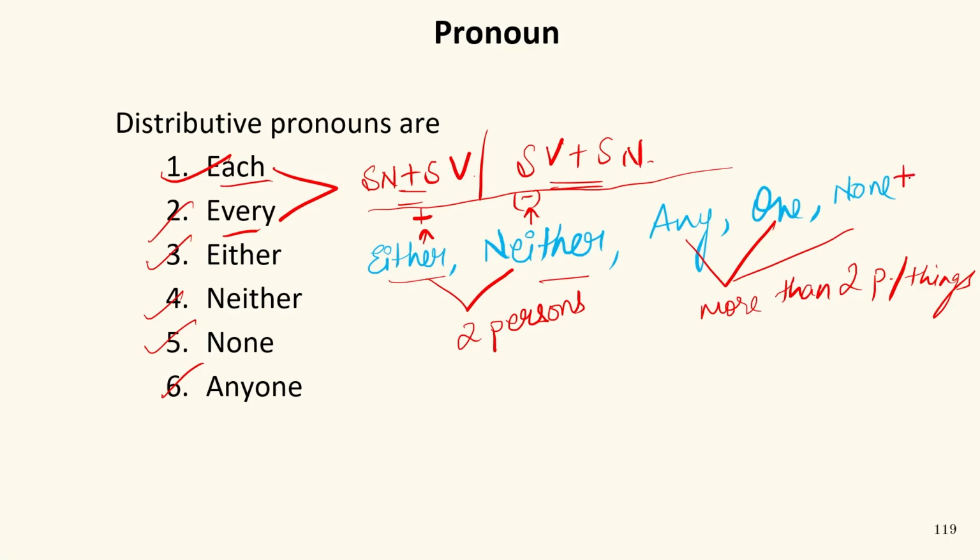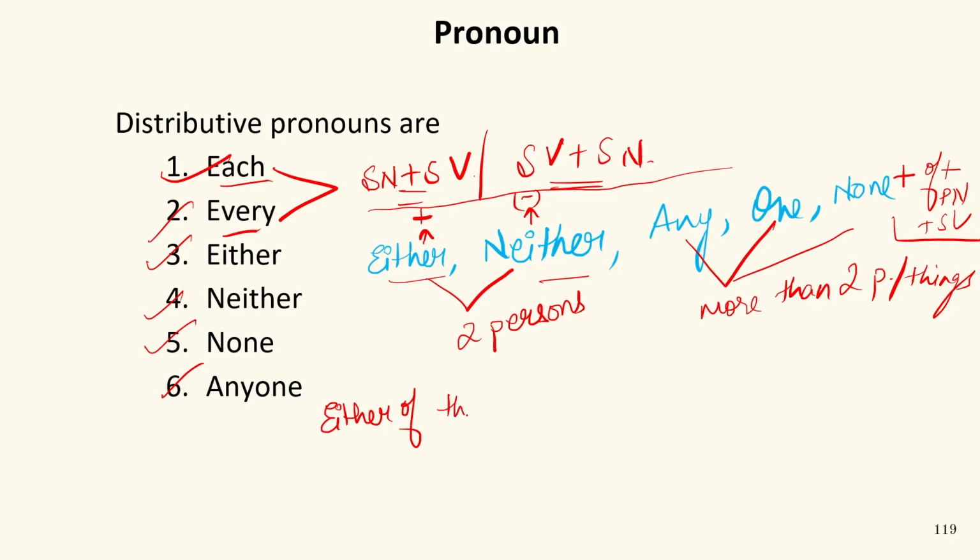Now, if any of these pronouns are followed by the preposition of, they should be followed by a plural noun but singular form of verb. So this is very important. If the preposition of is following any of these words, it should be followed by a plural noun but singular form of verb. If the preposition of is not there, we can use it in the same manner as a singular noun and singular form of verb.